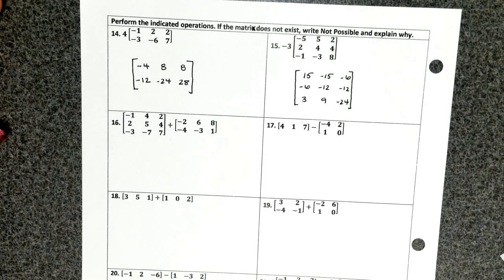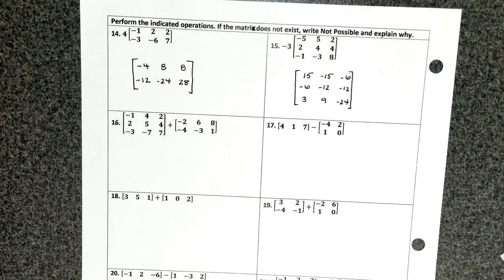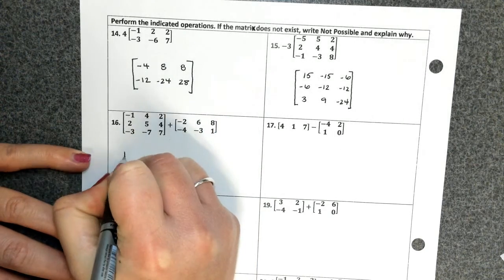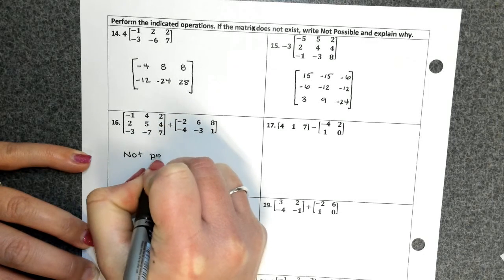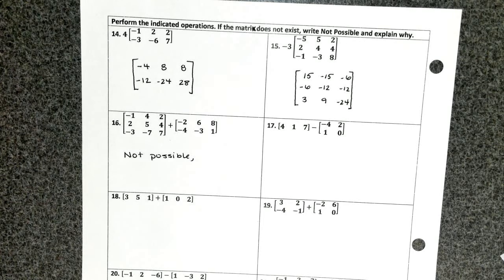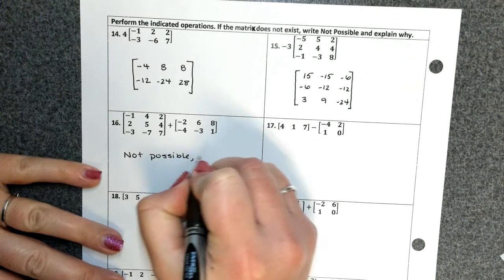All right, so moving on to number 16 where we have adding. Number 3, tell me, how do I add matrices? I can't add that one? Why not? Okay, so I'm going to write not possible because I can't do it. And I have to explain why, so what's my reasoning there? They would have to have the same dimension.